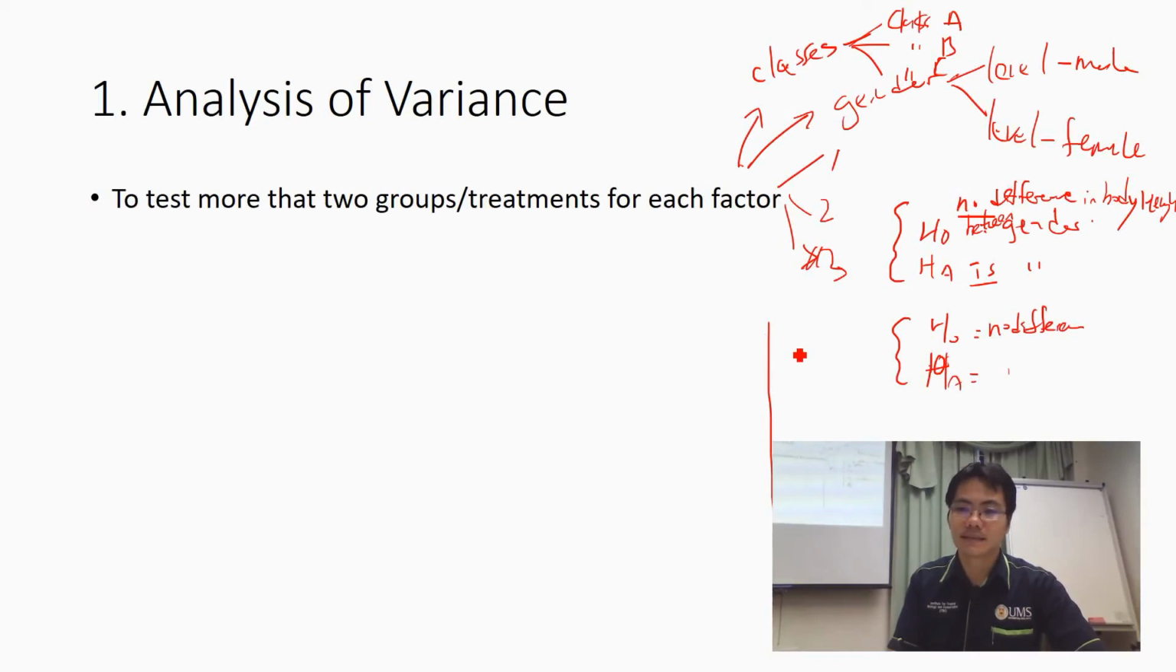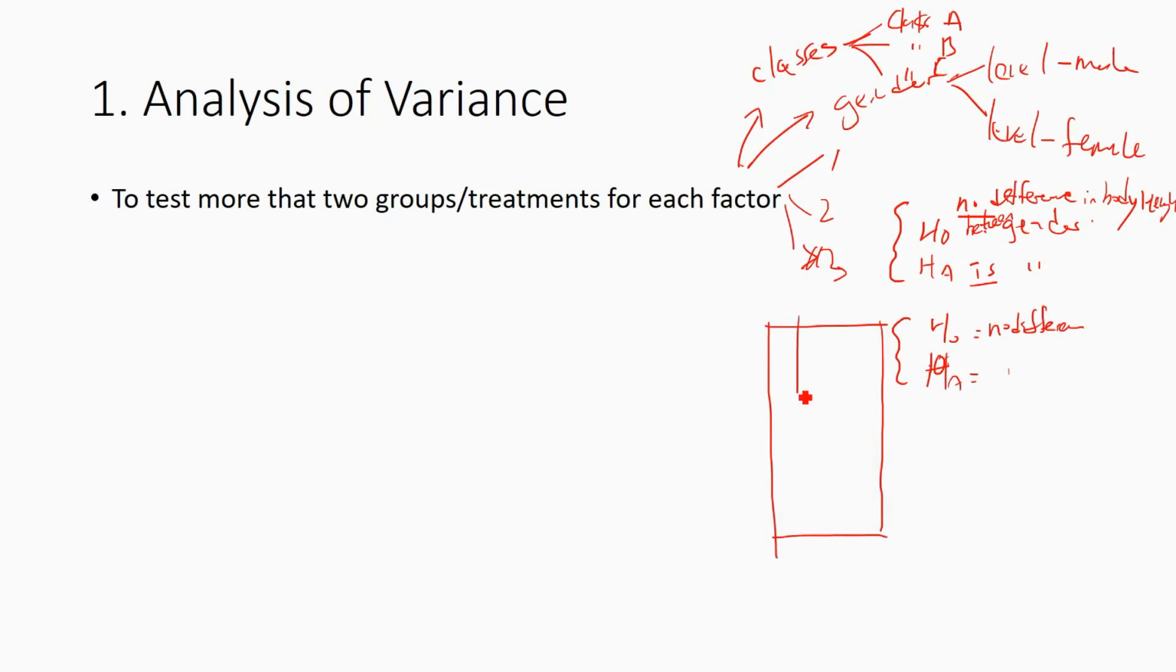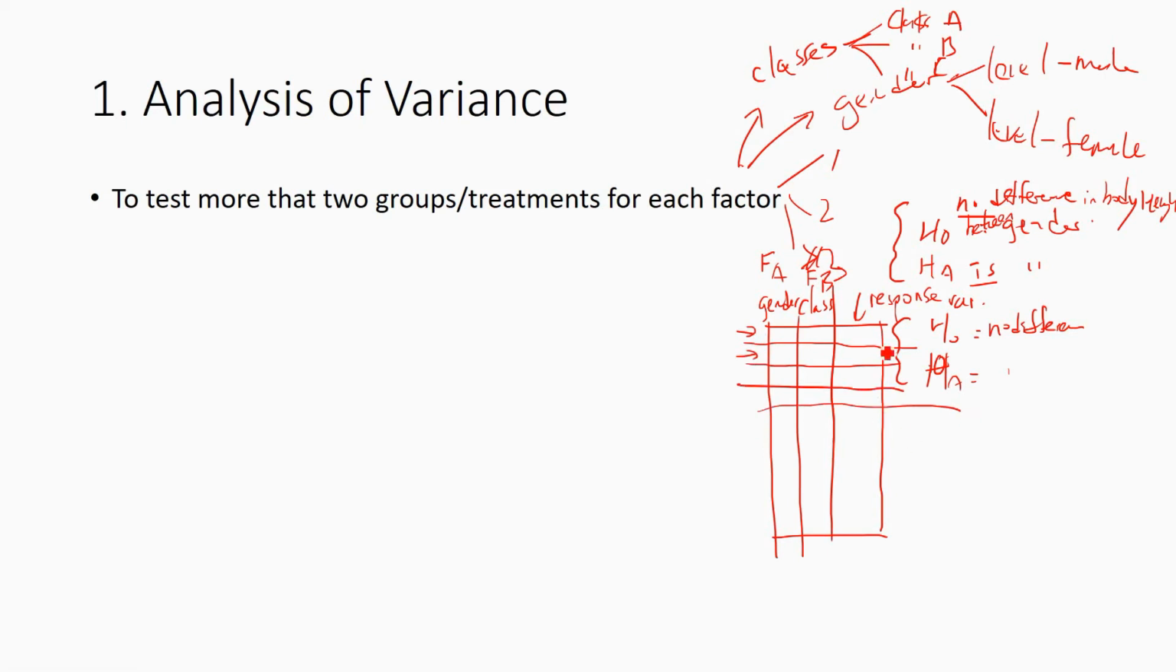Okay. So in this case, when you collect your data and you organize your data, then your data should be in this form. You have two factors. One is gender, another one is class. So this is the first factor, this is the second factor. Okay. Then you also have a response variable. So in this case, it's the body height. So each row represents each of the student, the experimental unit. Okay. So this is how you collect the data.